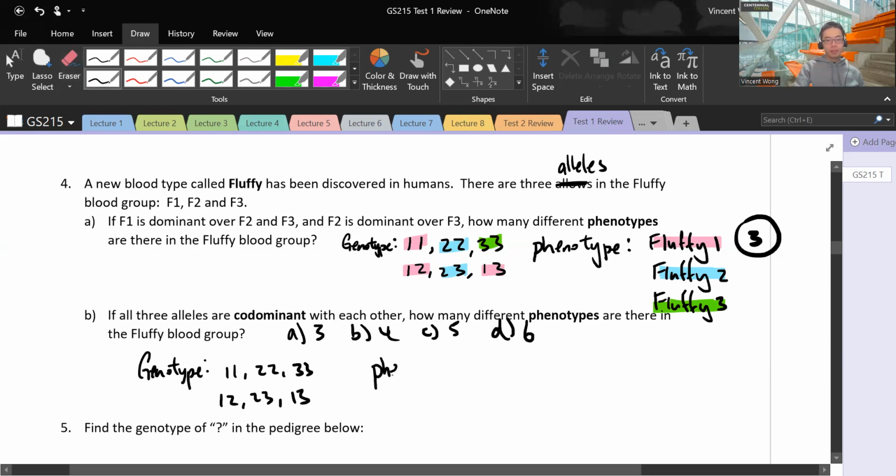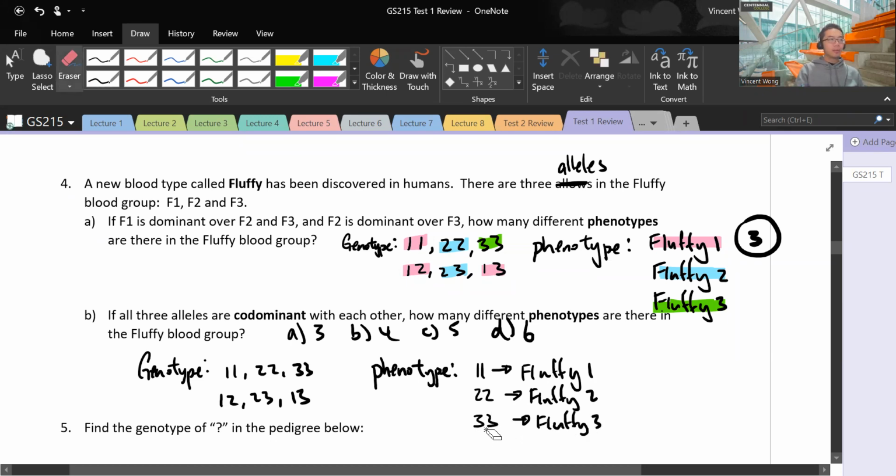And for phenotype, now we have codominance. If it's 1 1, then we just call this fluffy 1, because it's just 1. It's like I^A, you would call it type A blood. 2 2 is going to be fluffy 2, as in I^B, and then 3 3 would be fluffy 3, as in little i. So those are the easy ones.